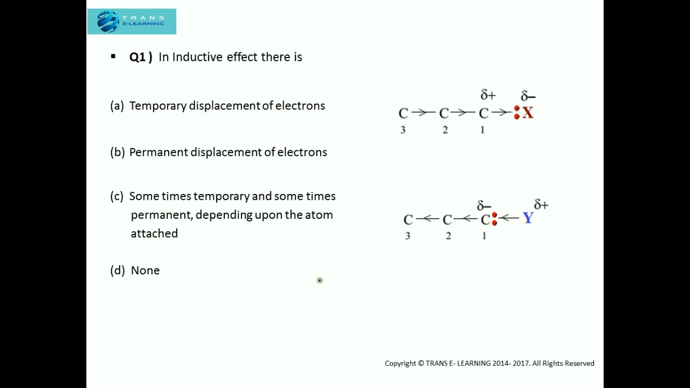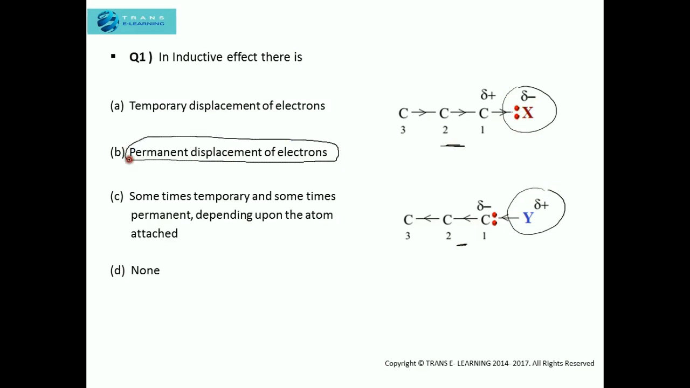So first of all, what is inductive effect? Inductive effect is the displacement of electrons along the carbon chain due to the difference in electronegativities between the carbon chain and the atom attached to it. Now, this displacement is always permanent. Once the atom, which is either more electronegative or less electronegative, gets attached to the carbon chain, the electrons drift towards that atom or away from that atom due to the attachment. So it is a permanent displacement of electrons. The correct answer is B.